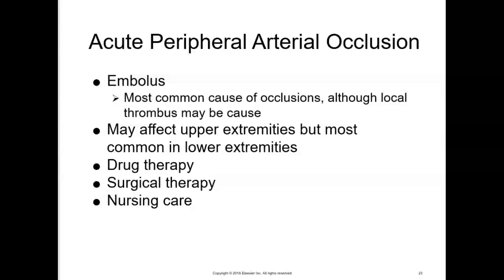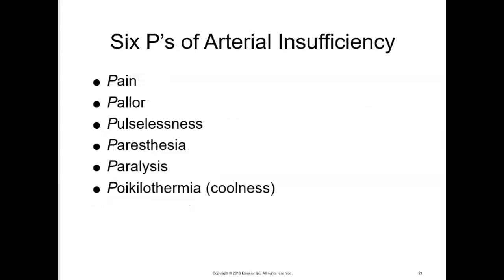Patients with an acute arterial occlusion describe severe pain below the level of the occlusion that occurs even at rest. The affected extremity is cool or cold, pulseless, and mottled. Small areas on the toes may be blackened or gangrenous due to lack of perfusion. Those with acute arterial insufficiency often present with the 6 P's of ischemia. The 6 P's of arterial insufficiency are pain, pallor, pulselessness, paresthesia, paralysis, and poikilothermia, which is coolness.